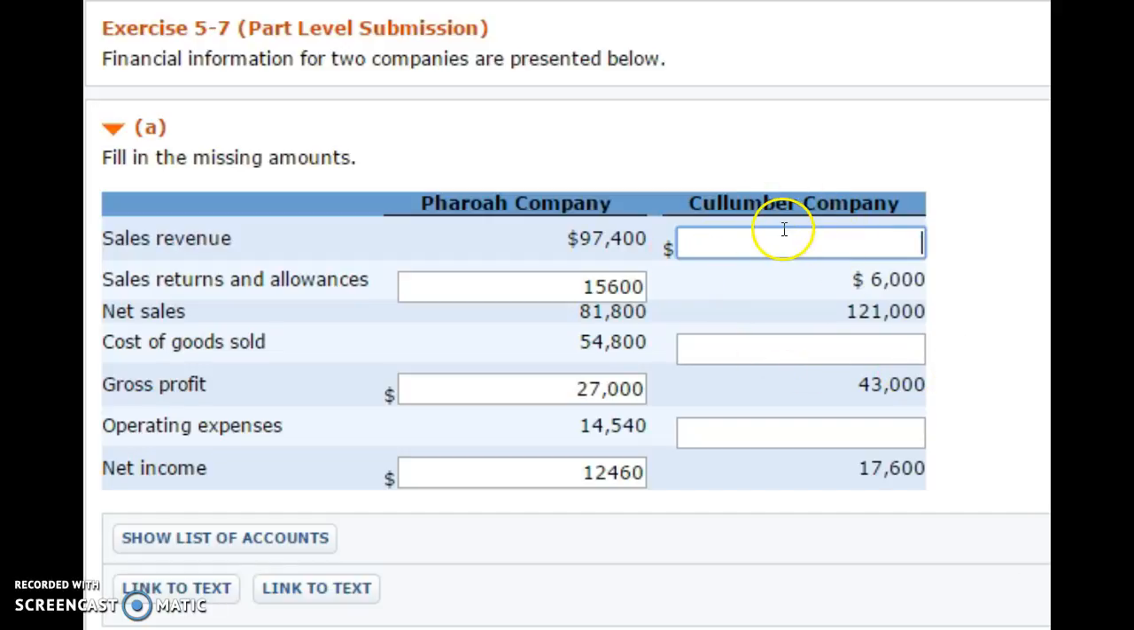Now we'll solve for the Columber Company, and this time we want to solve for sales revenue, and we know that the sales revenue minus net sales gives us sales returns and allowances. Yeah, no, we're going to do sales returns and allowances plus net sales. And so that gives us the sales revenue, and that is $127,000.